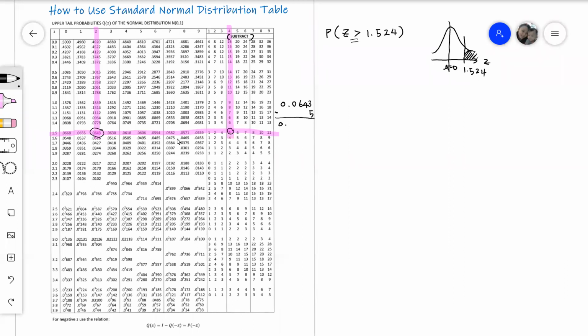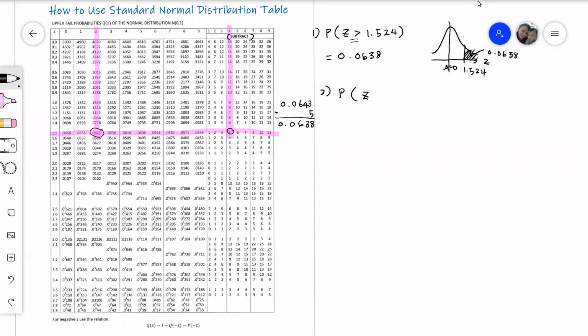So over here we will have 0.0638. That shows the area on the upper right tail, 0.0638. Therefore, we can find our answer right away. The probability when our Z score is greater than 1.524 is 0.0638.